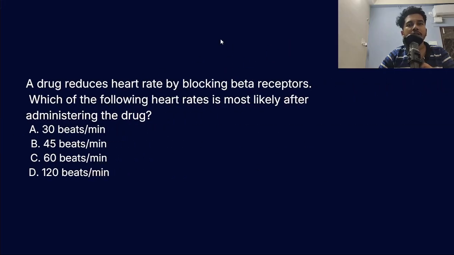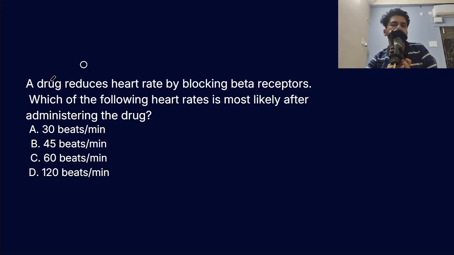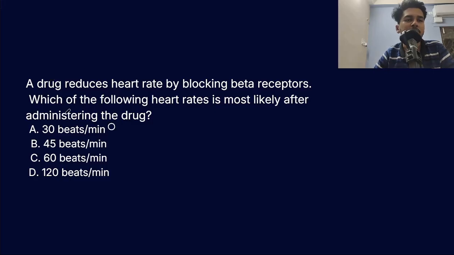Now we look at this question. This is a relatively shorter question, and for this you don't need to figure out exactly the key clue points, because I'll just read out the question. A drug reduces heart rate by blocking beta blockers, right? Which of the following heart rates is most likely after administering the drug? There are 4 options. Option A, 30 beats per minute. Option B, 45 beats per minute. Option C, 60 beats per minute. And option D, 120 beats per minute.